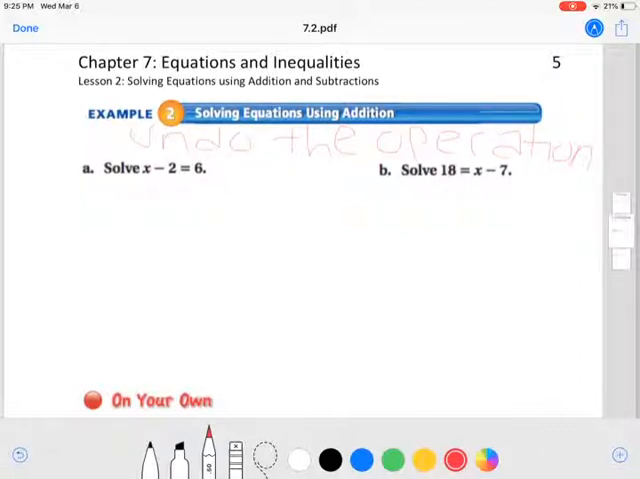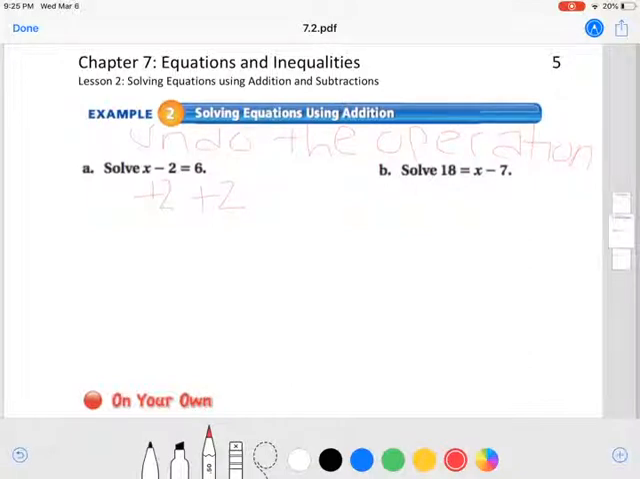Okay, so solve x minus 2. First, obviously, we all should feel confident with saying that we know this operation is subtraction. So how do we undo that operation? To undo that operation, we have to think about what is the opposite of subtraction. The opposite of subtraction is addition. So when we want to undo subtraction or cancel out subtraction, we have to add. So what I'm going to do is add the 2 to both sides of the equation.